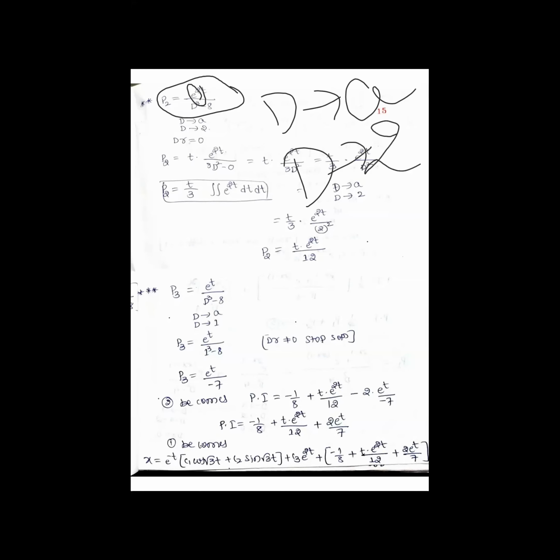Let us go for P2. This is what P2 is, exponential function divided by f of d. Here d is replaced by a, which means the coefficient of t. In the exponential function, the coefficient of t is 2. So d is replaced by 2. It is also type 1 only. Whenever you replace d by 2 in d cube minus 8, the denominator is reducing to 0. Is it right? Everyone?